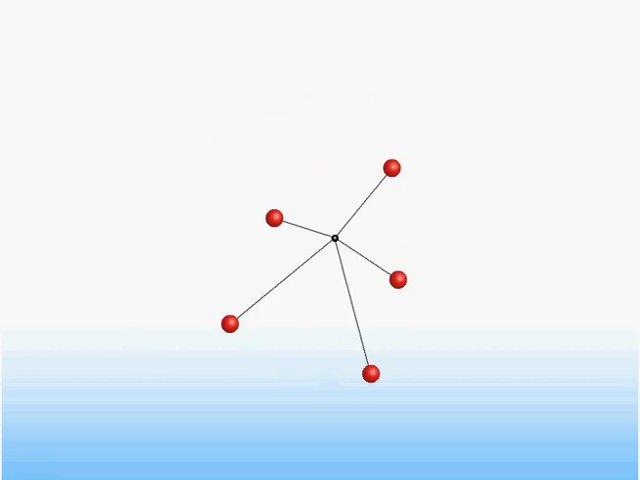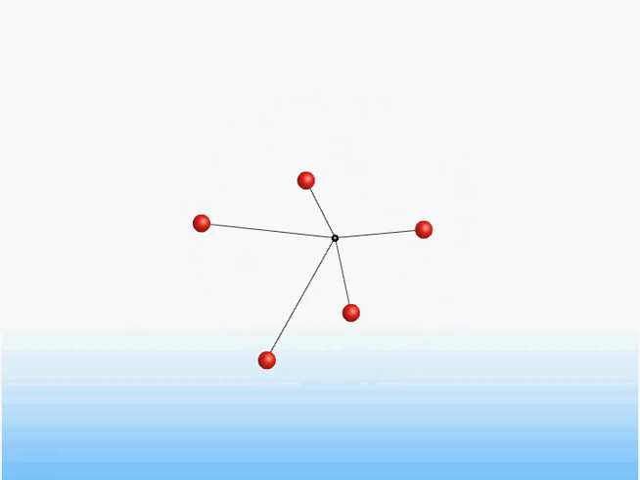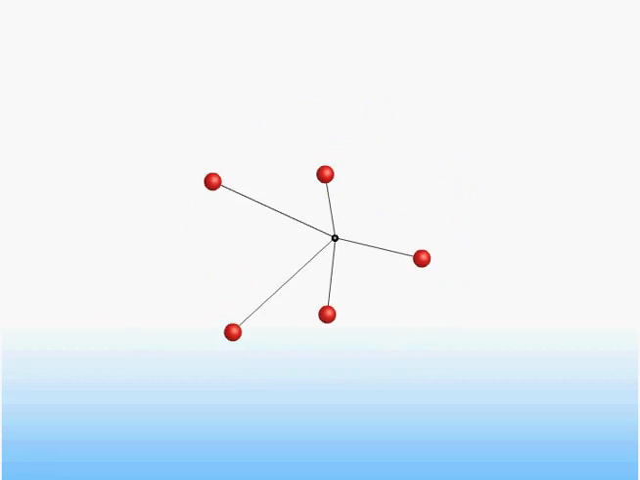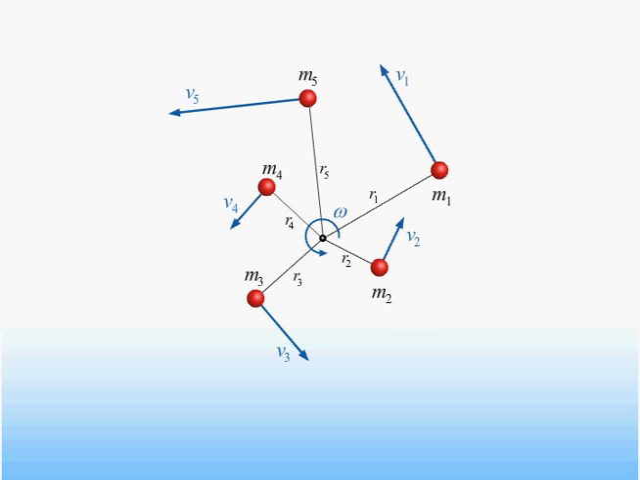We will now expand our discussion of rotations by considering the motion of a rigid object made up of a set of point particles connected by massless rods as shown. This object rotates about the fixed axis with a constant angular velocity omega. We'll assume we know the masses of each particle, m sub i, and also the distances of each particle from the axis of rotation, r sub i.